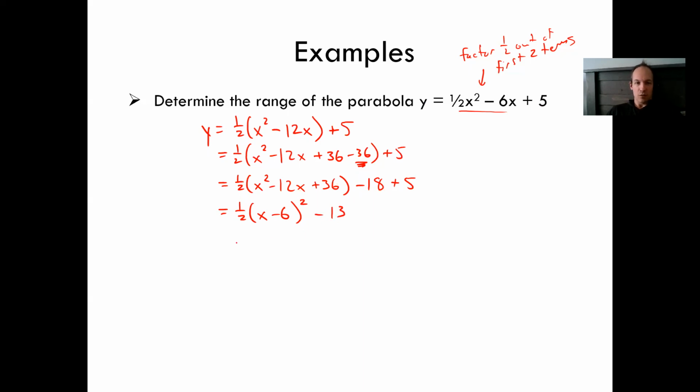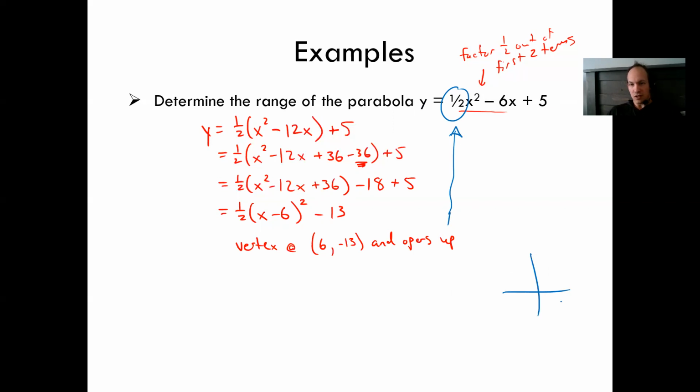What this tells me is my vertex is at 6 comma negative 13, and it opens up. Again, the reason I know it opens up is because I can see that this guy right here is what tells me it's opening up. So my parabola is going to look something like this. It's going to be at 6 and negative 13, so that's way down here, just roughly sketching, and it's going to open upward. So what I can therefore conclude is my range is y is everything greater than or equal to negative 13.